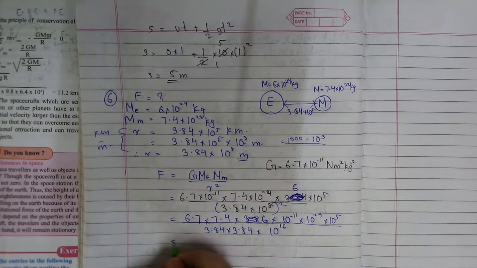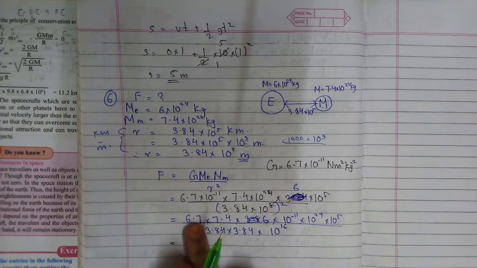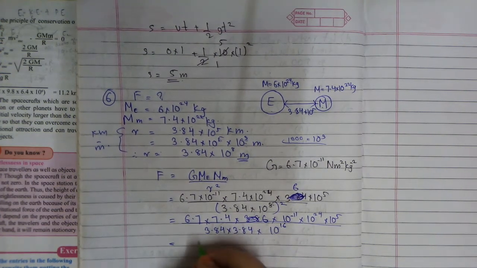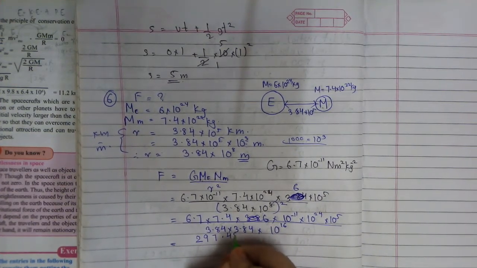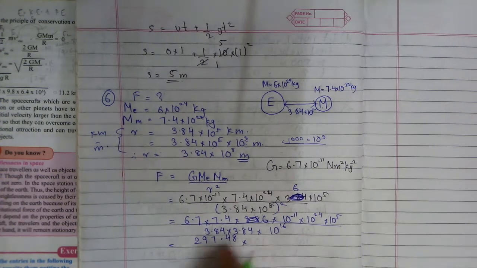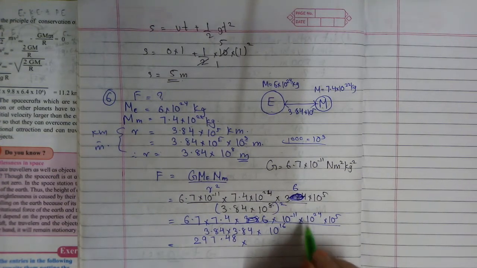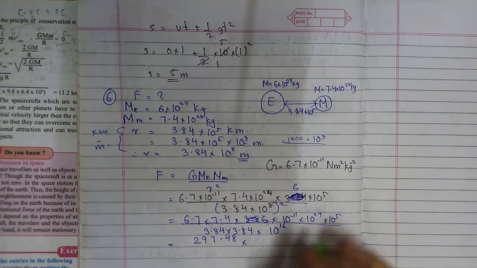Alright. Now after multiplying these things, that is 6.7, 7.4 and 6, it becomes 297.48. And after doing this, for the powers, that is first 24 plus 22 minus 11, the power becomes 35.